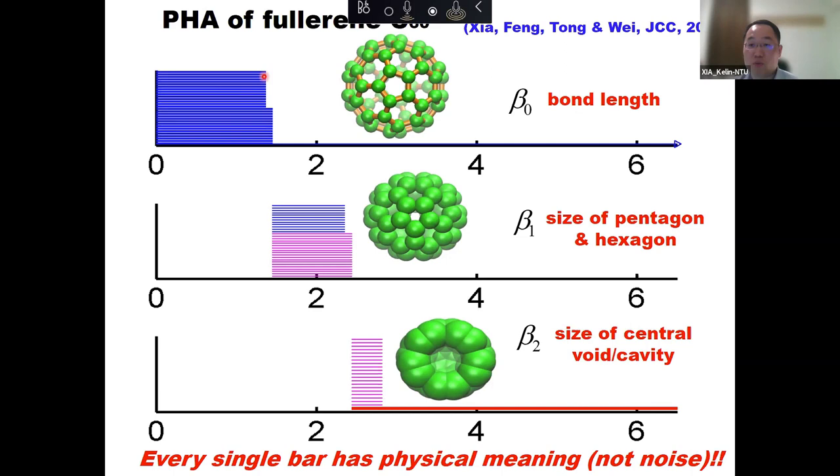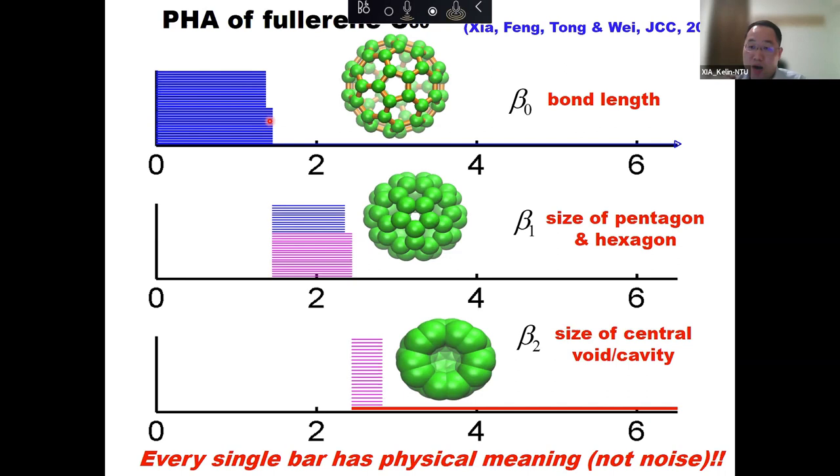Okay, so this one is 1.38, this one is 1.42. So what are these things? This length corresponds directly to a double bond, and this one is a carbon-carbon single bond. The single bond is weaker, so it's longer. The double bond is stronger, so it's shorter. It's only about 1.38 angstroms.